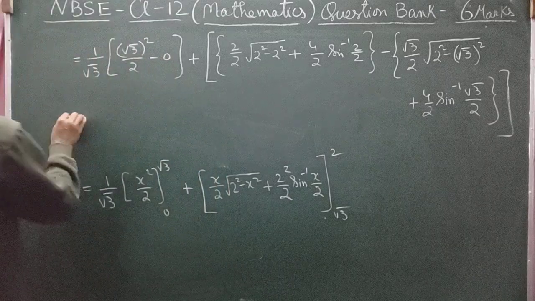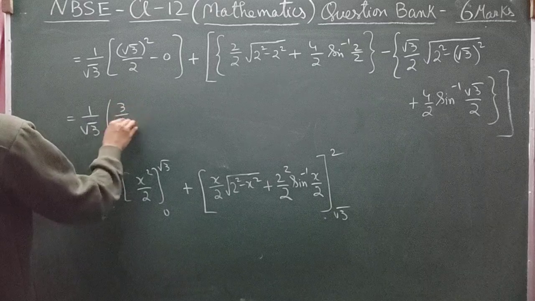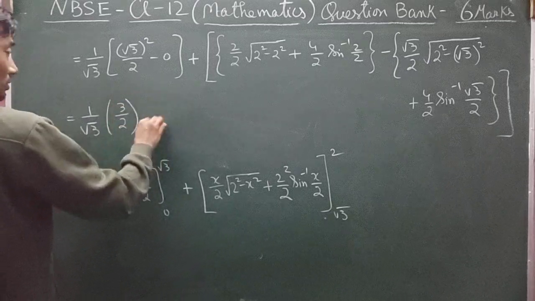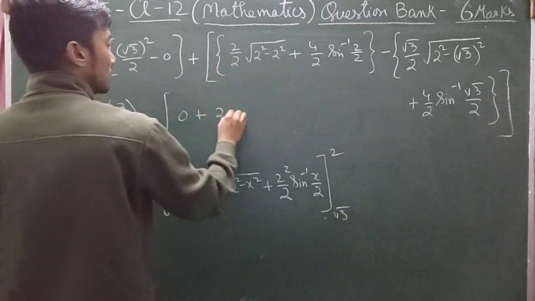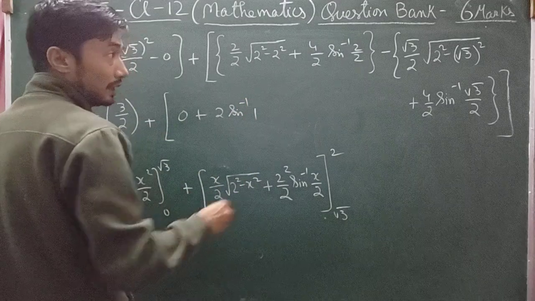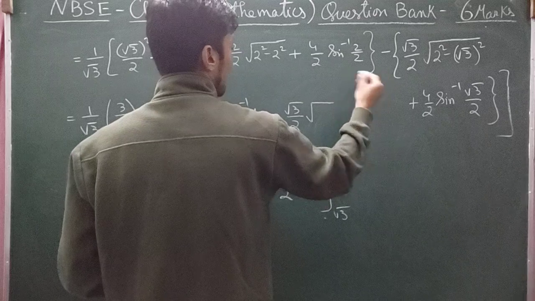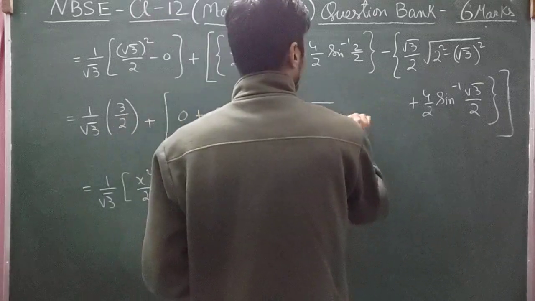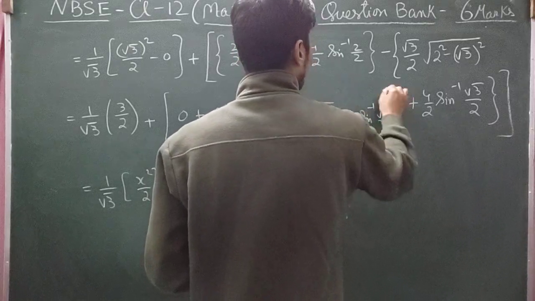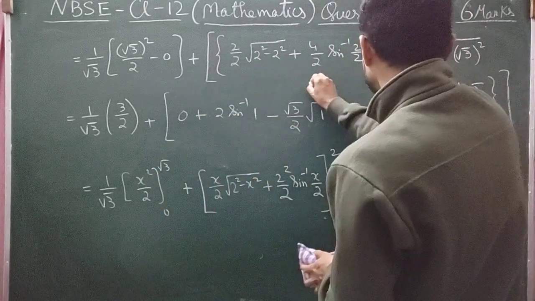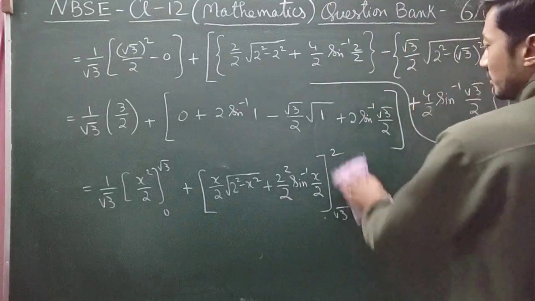Definite integral, I guess that's familiar to all of you. 1 by root 3, this is going to be 3 by 2, plus this is 0 plus 2 sine inverse 1, minus root 3 by 2, this is 4 minus 3, that's 1, plus 2 sine inverse root 3 by 2. I guess this is fine, don't confuse with this line, okay? Of course, if you are following the video, definitely there is no point of confusion.